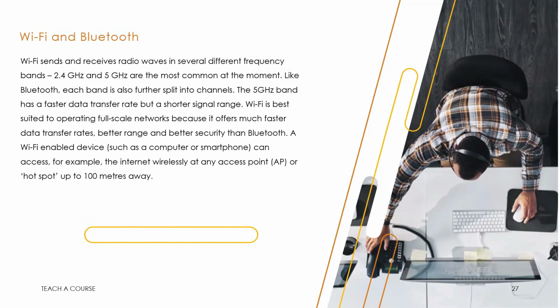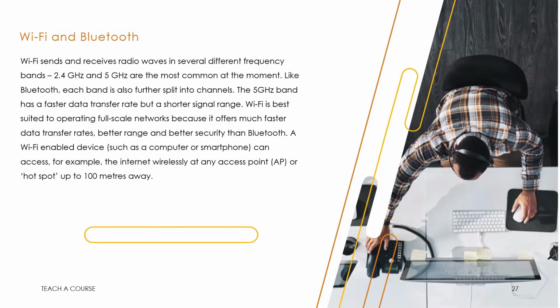Then Wi-Fi sends and receives radio waves in several different frequency bands, 2.4 gigahertz. It can go all the way up to 5 gigahertz. The most common at the moment, okay, which is 5G. Like Bluetooth, each band is also further split into channels. The 5 gigahertz band has a faster data transfer rate, but a shorter signal range.